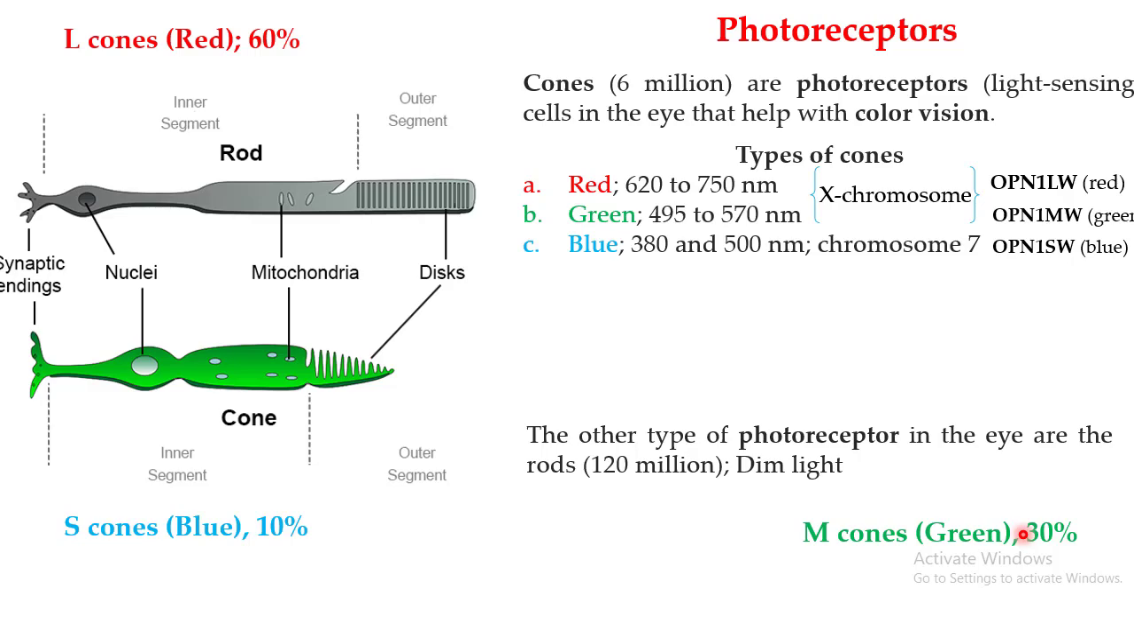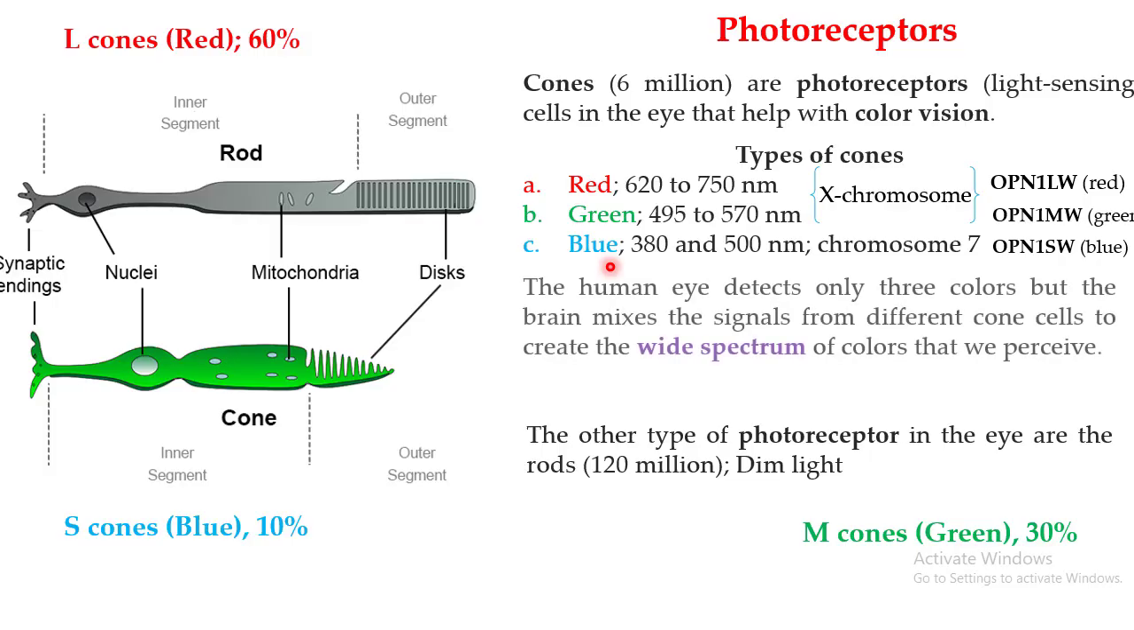And the last one, they are known as the S cones, which are responsible for detecting the blue light, and they only make about 10% of the cones. So these L cones are responsible for detecting the red light. The M cones are responsible for detecting the green light, and the S cones are responsible for detecting the blue light. If you talk about the human eye, the human eye only detects these three colors.